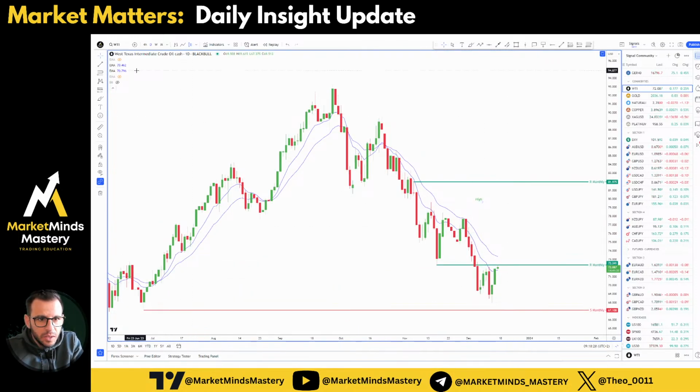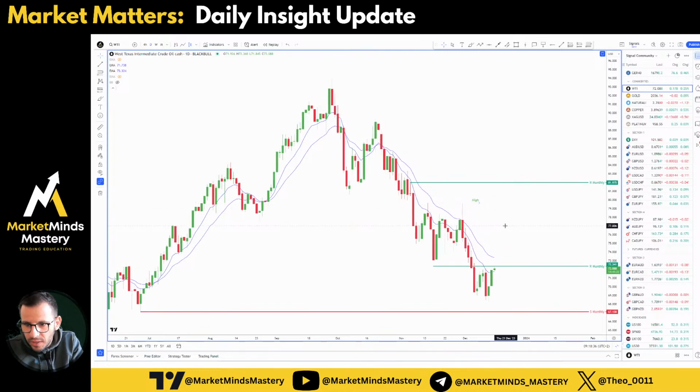So let's start. Let's start with the crude oil. Why not? It's in front of us. So crude oil price made this directional move. Let me use this one here.